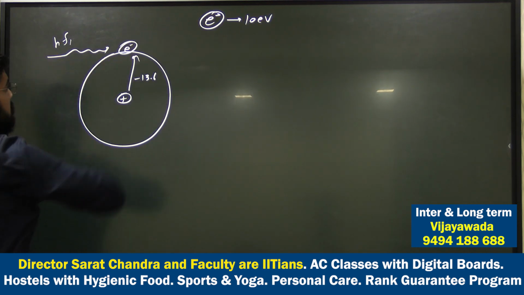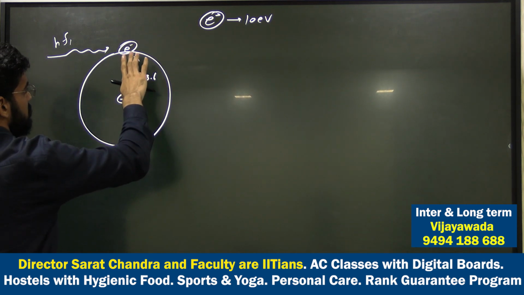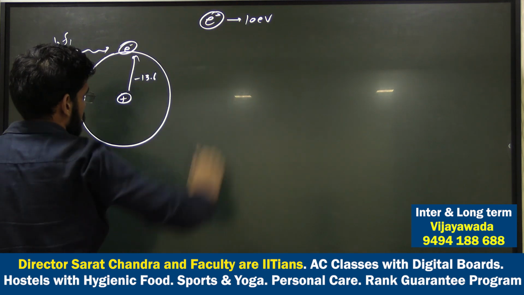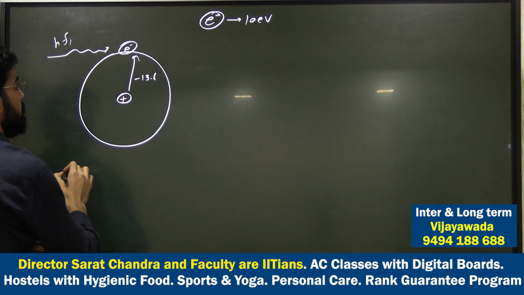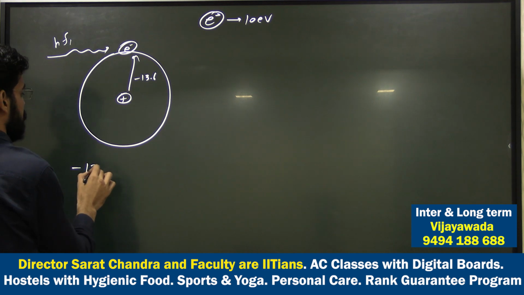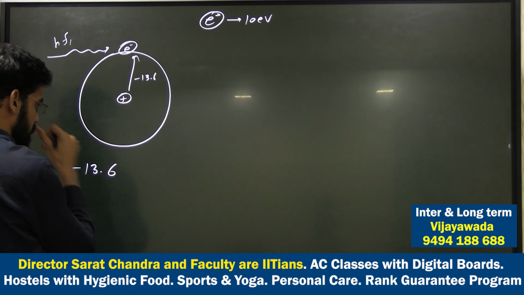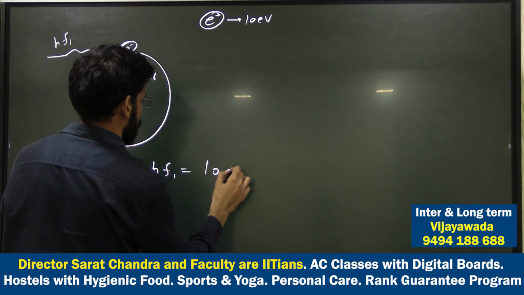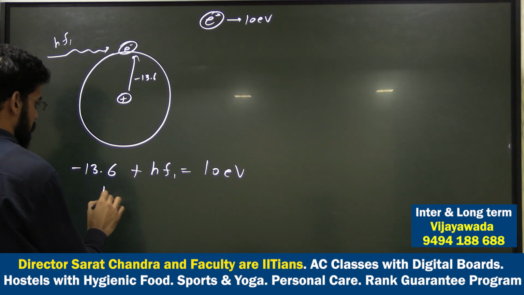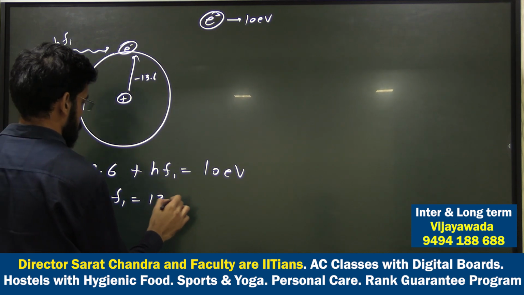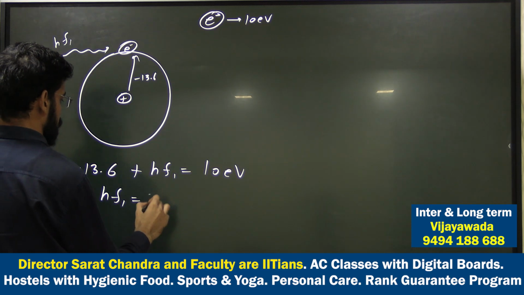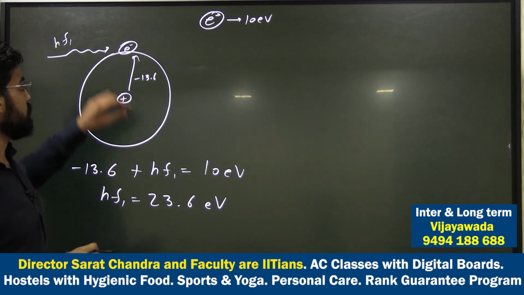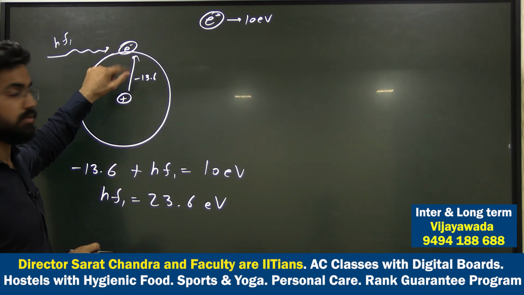So how much is this? From the ground state, you have to bring it to infinity to make the potential 0, and then you gave the kinetic energy also. So initially it is minus 13.6, and then you gave him hF1, and it got the 10 electron volt kinetic energy. So hF1 is nothing but 13.6 plus 10, that is 23.6.